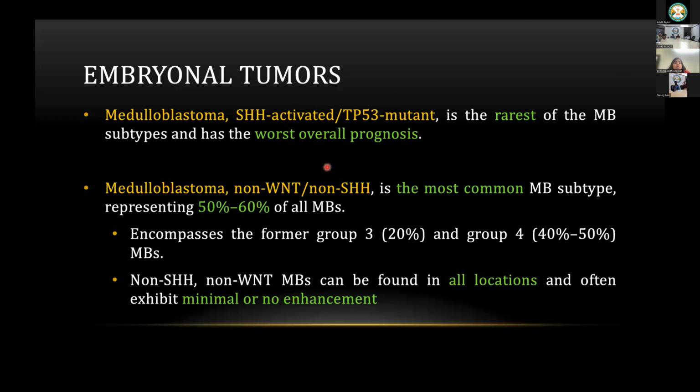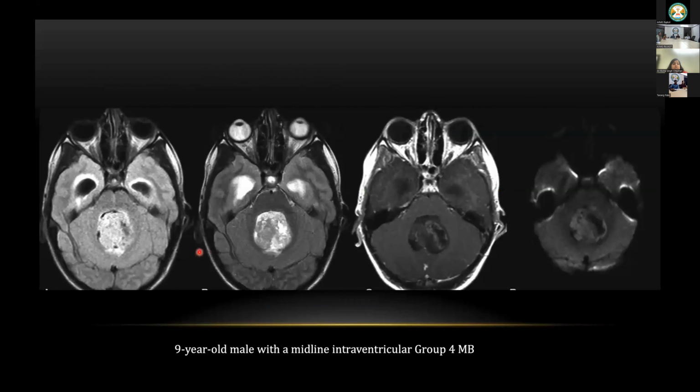Now, there is a third group, that is the non-WNT, non-SHH group. They are the most common group of medulloblastoma, and they can be seen in any location. Initially, in the 2016 classification, they were divided into group 3 and group 4 tumors. They are characterized by minimal or no enhancement. So that is the most characteristic feature of these lesions. All other features will be like that of a typical medulloblastoma, a solid lesion with few areas of necrosis. And the enhancement will be very minimal in these lesions as opposed to a conventionally described medulloblastoma. The diffusion restriction will be marked, the perfusion will be marked.